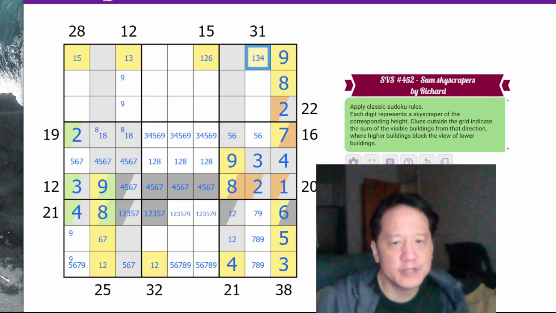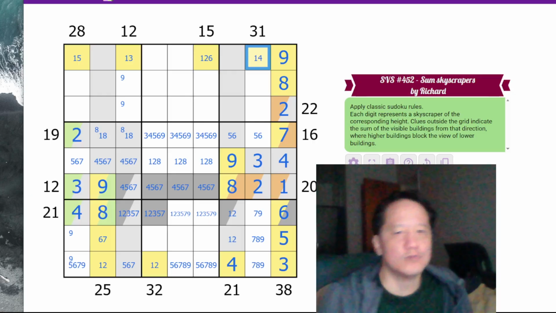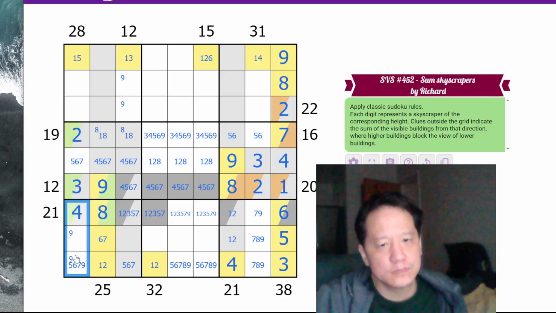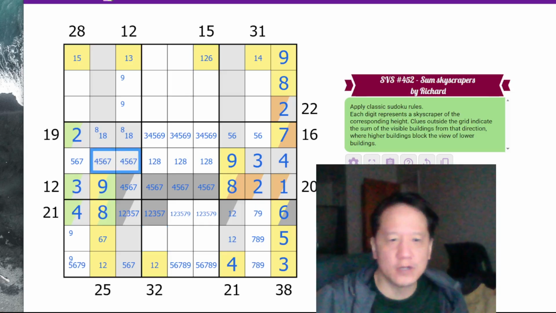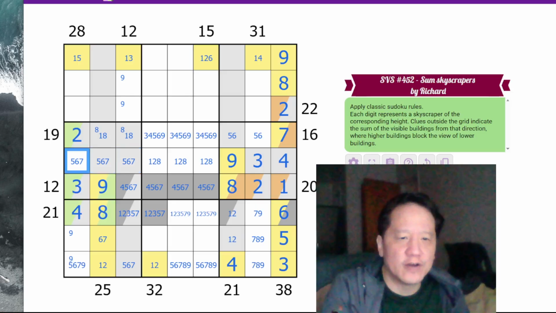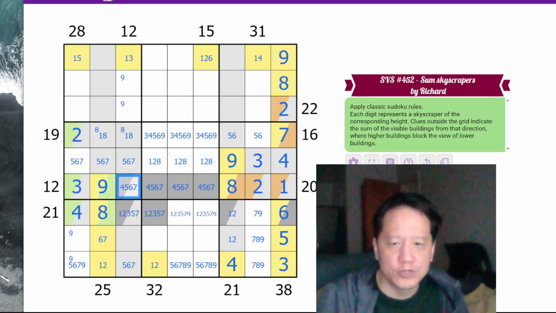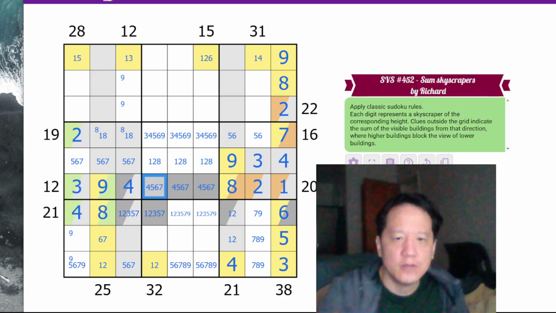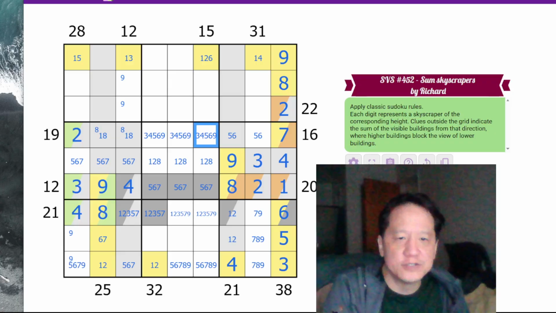This 3 eliminates 3 here, so this is 1 or 4. Four eliminates 4 here. So where we have a 5, 6, 7 triplet in box 4, which eliminates 5, 6, 7 in the rest of the box. So this is 4 here, which means this can't be 4. This is a 5, 6 pair, which eliminates 5 and 6 in the rest of the row.